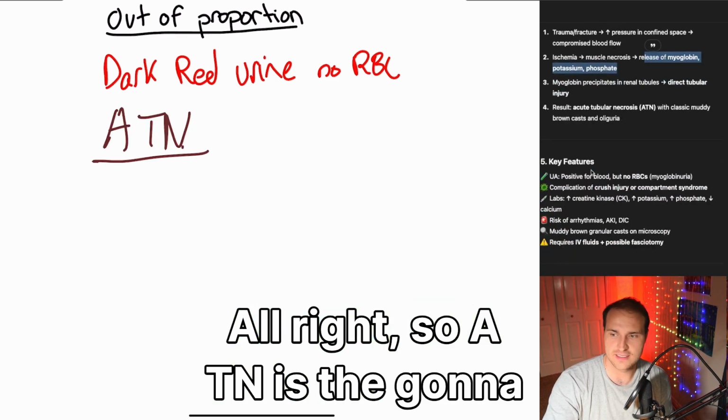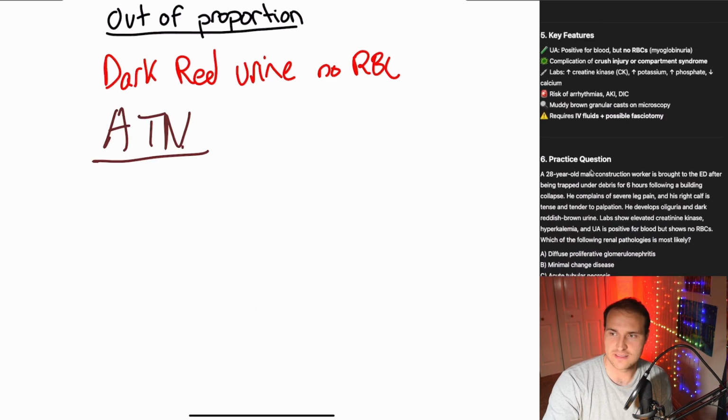All right, so ATN is going to be caused there. That's why our correct answer is going to be C. We need IV fluids. There's a risk of arrhythmias, kidney injury, and also DIC. Elevated creatine kinase, elevated potassium, elevated phosphate, decreased calcium. So we've got that breakdown happening.